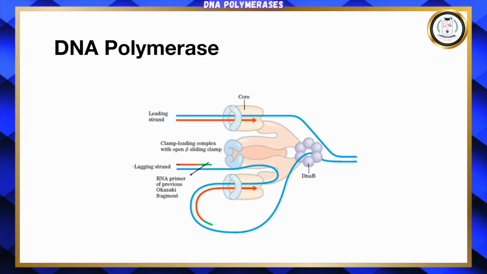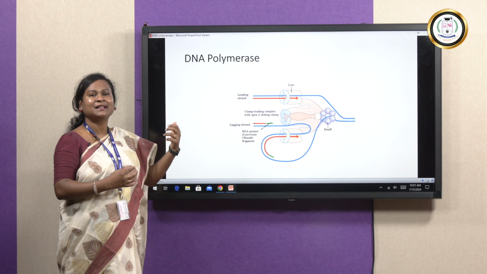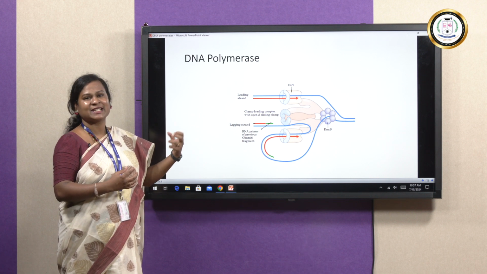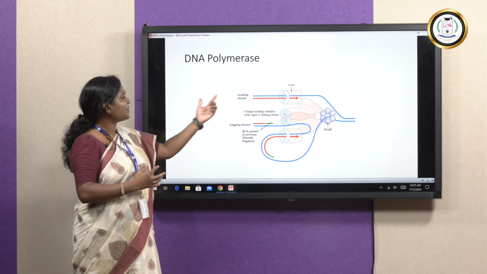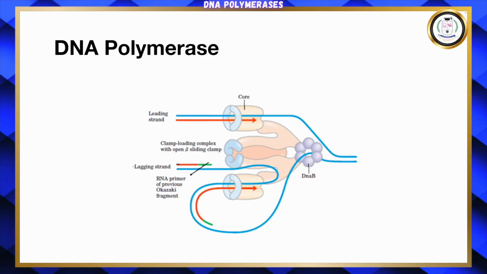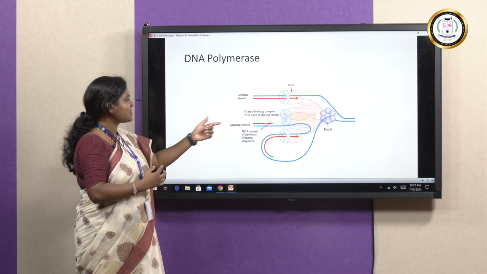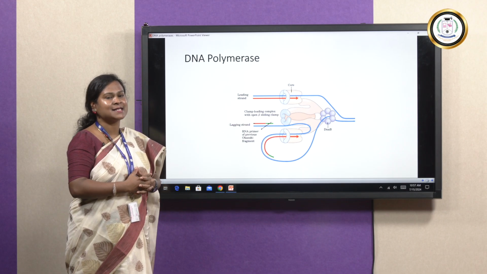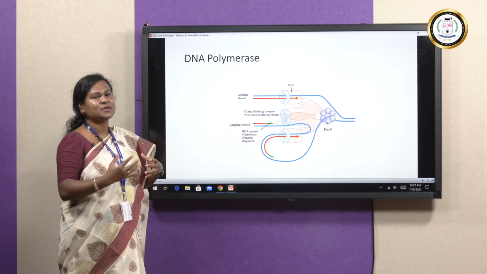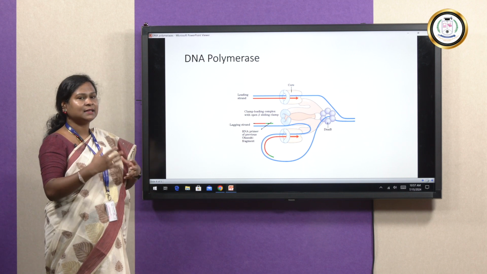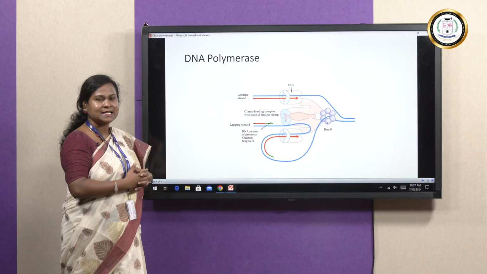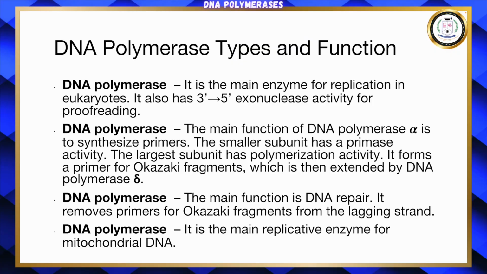Here is a classic picture which depicts the DNA polymerase. It is a clamp-like enzyme, and you can see there are 3 different domains. On one particular domain, the core domain, the leading strand is passed through, whereas on the other domain the lagging strand is synthesized. So DNA polymerase ensures the synthesis of both strands simultaneously.